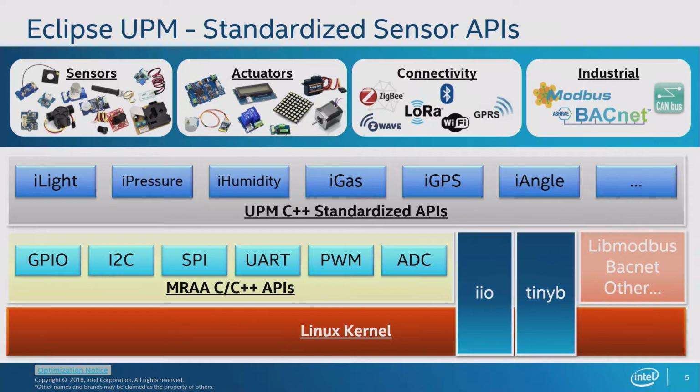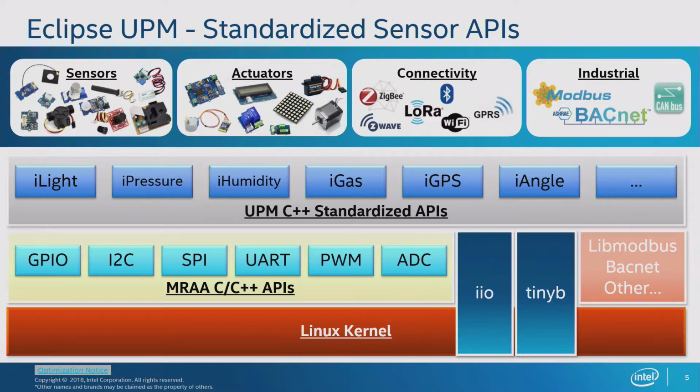The UPM project complements the MRAA project and goes even further up the stack. So, you start with the Linux kernel. That's where everything happens, right? That's where you do device access and everything. You work with the hardware, but then how do you get to that from user space, right?